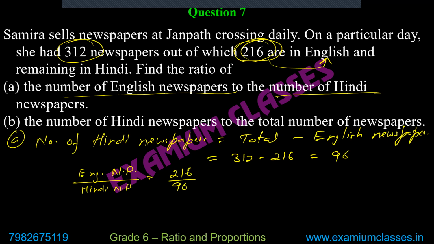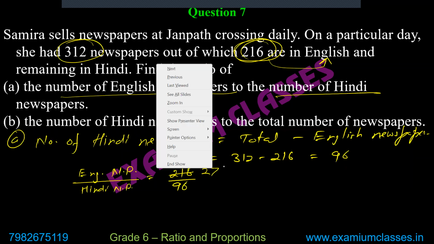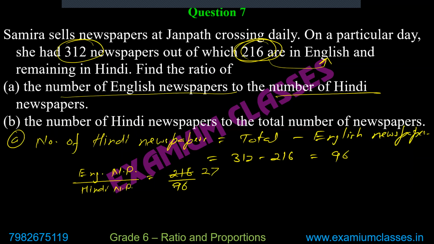Now we need to simplify it. Both will be divisible by 8. 8 2s are 16, 8 7s are 56. 8 1s are 8, 8 2s are 16. Then again it is divisible by 3. That is 9 by 4. So we have to calculate the ratio, so you will not write it as 9 by 4. You will write 9:4. That is the answer.